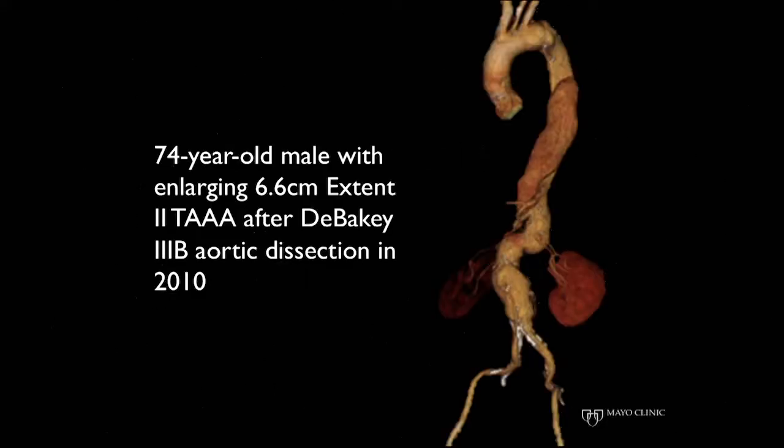To illustrate, I'll present one of my patients that has been recently treated. This is a 74-year-old male with an enlarging 6.6 centimeter extent 2 thoracoabdominal aortic aneurysm after a DeBakey 3B or Stanford B aortic dissection in 2010.